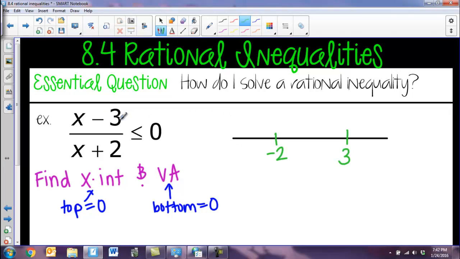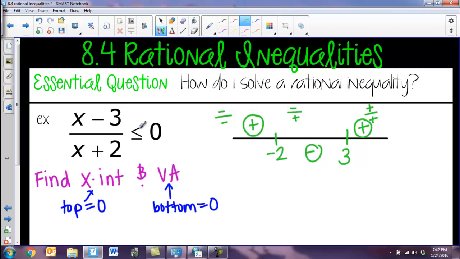If I plug negative 3 into my inequality, I'd get a negative over a negative, which gets me a positive. If I plug in a number between negative 2 and 3, like 0, I would have a negative over a positive, which makes a negative number. And finally, a number bigger than 3, like 4 or 5, I'd get a positive on top and a positive on the bottom, so positive divided by a positive is a positive. Now I have my sign chart filled out.